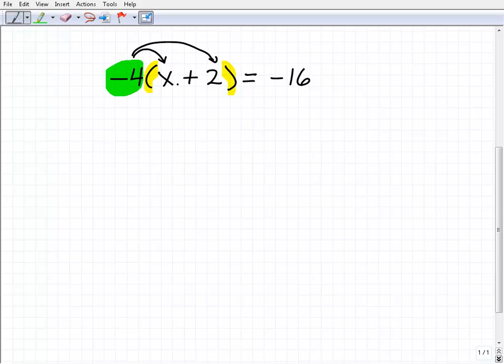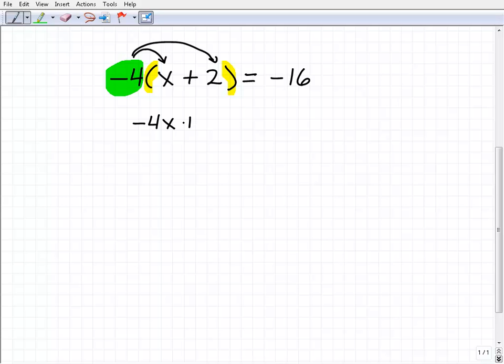Okay, because when I have these parentheses here, I can't really do anything with this part of the equation. I'm kind of stuck. But if I use the distributive property, I can see what's going on more clearly. So now I'm going to take that -4 and multiply it by x, or 1x. That's going to give us -4x.